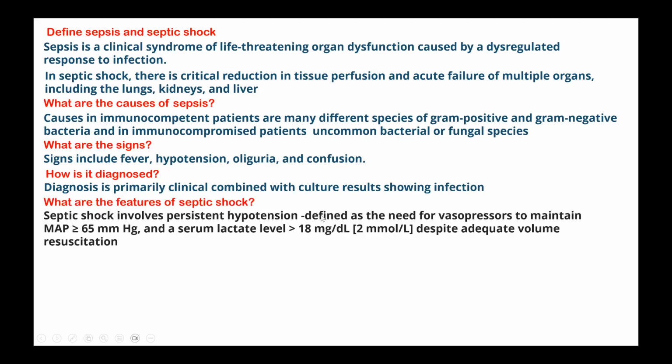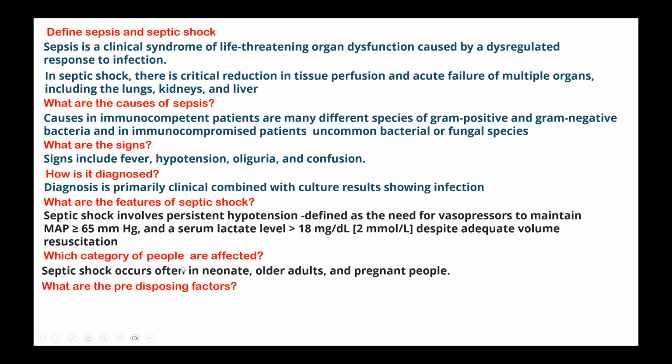We may be giving 30 ml per kg, and even then it is not going to respond. That may require the support of a vasopressor to maintain a mean arterial pressure of more than 65, and the serum lactate level keeps increasing and may be more than 2 millimoles per liter despite adequate fluid resuscitation. The categories of people who are often affected are neonates, older adults, and pregnant people. These three categories are more prone to contracting this among the immunocompetent patients.